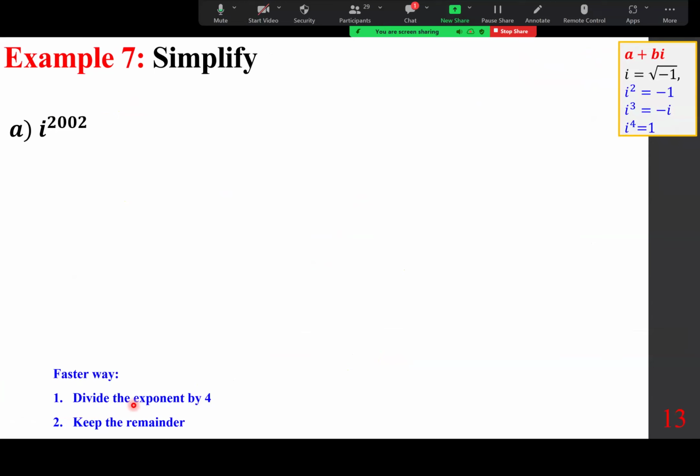The fastest way would be to divide the exponent by 4 and keep the remainder. For 2002, when you divide by 4, I hope you know that 2000 is divisible by 4. The remainder is 2. You don't even have to know the quotient, you just want the remainder. So 2002 divided by 4, the remainder is 2. So this is the same as i squared. And of course, i squared, you know, is -1. And you're done.